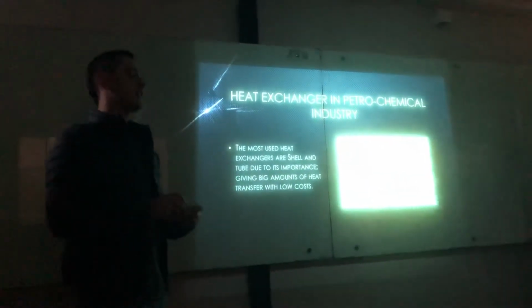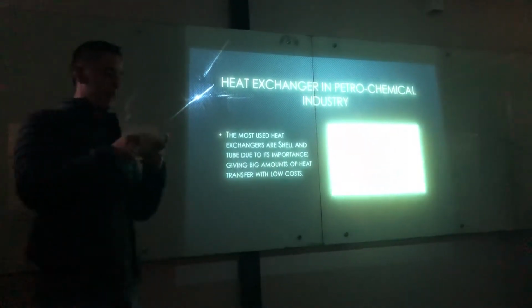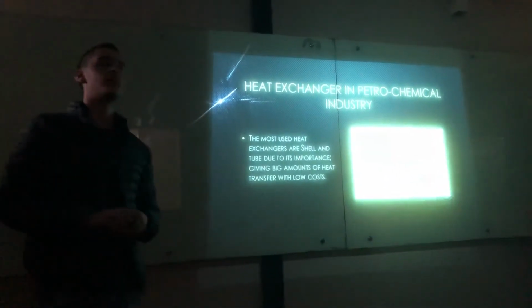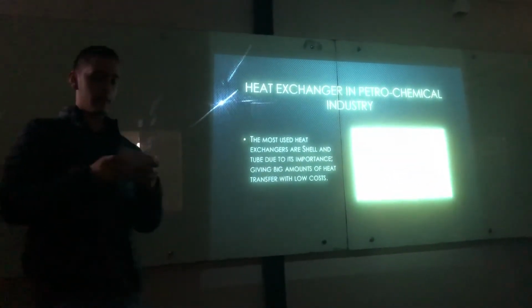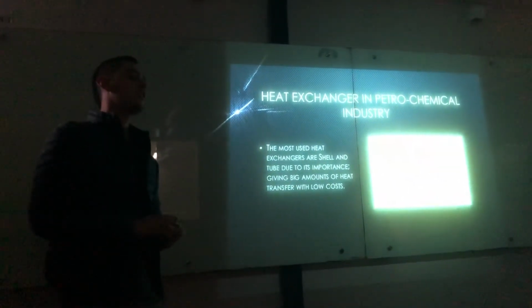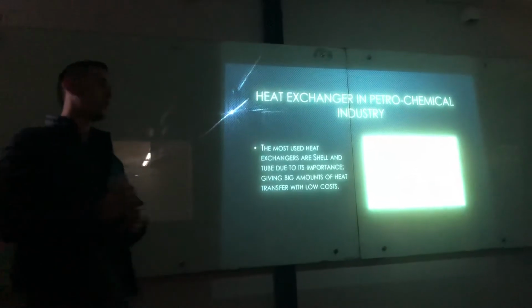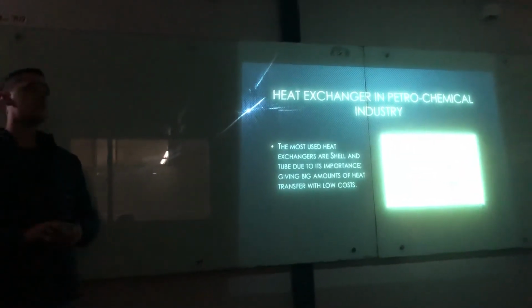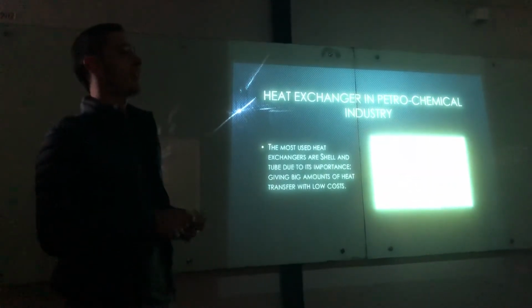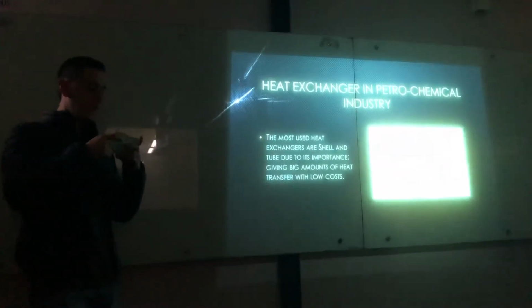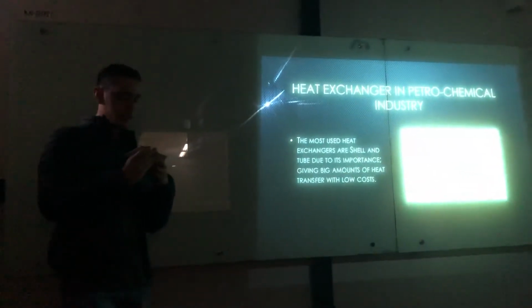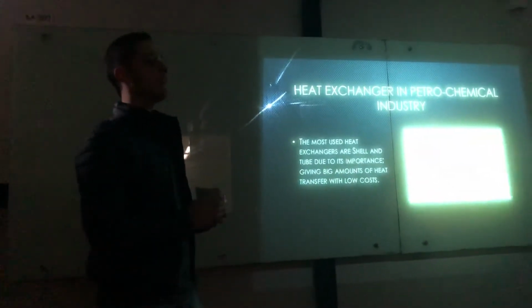Okay, the heat exchanger in the petrochemical industry. The most used heat exchangers in the petrochemical industries are shell and tube, due to their importance, giving large amounts of heat transfer at low cost. They also intervene in the different stages of transformation of oil and natural gas, and are subject to very strict environmental requirements and high levels of pressure.